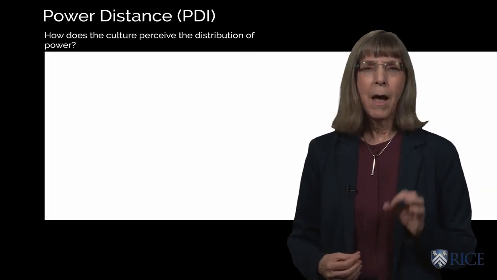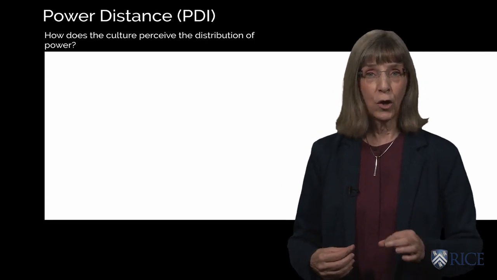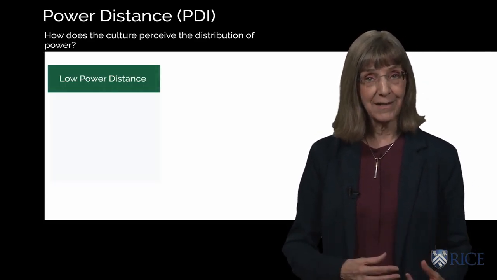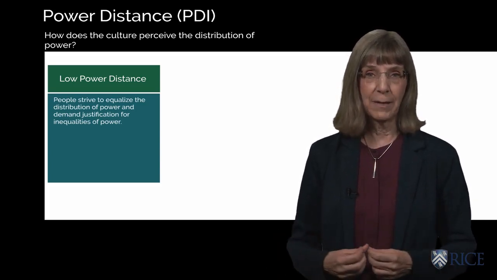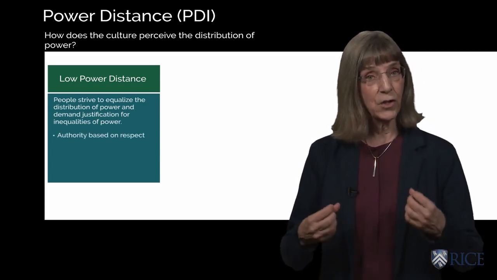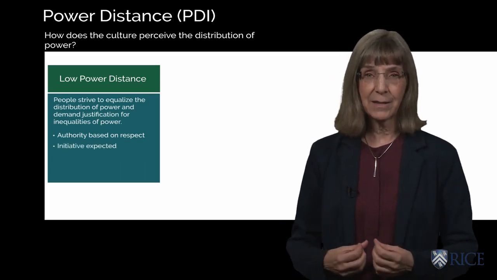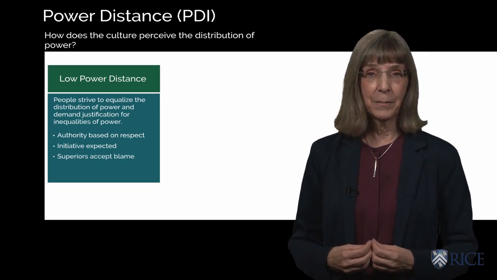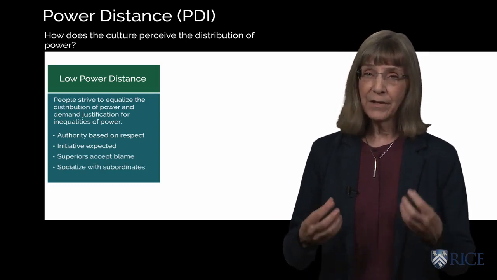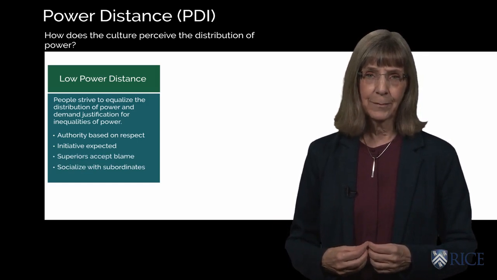Number one, power distance. Power distance refers to how people view power. Cultures with low power distance expect that power will be distributed to some degree. Authority is based on respect. Individual initiative is expected. Superiors may be willing to accept blame. Superiors and subordinates are comfortable socializing.